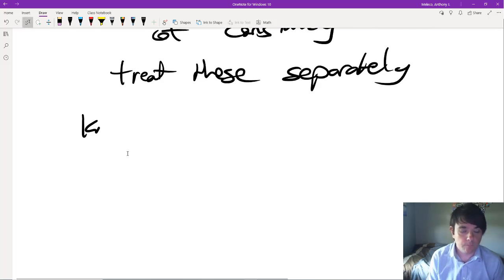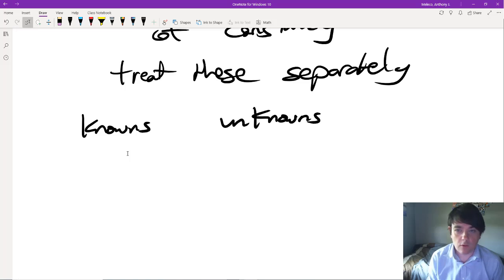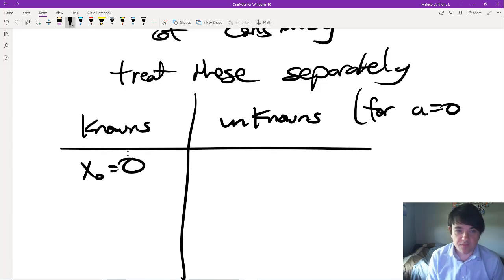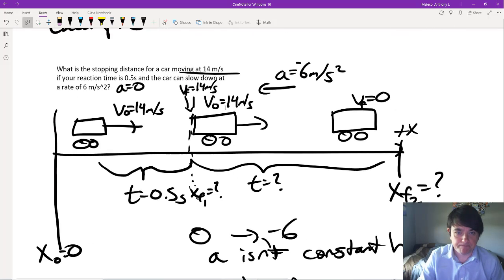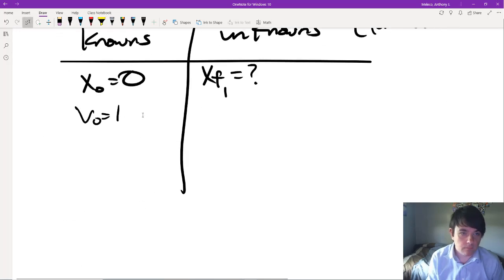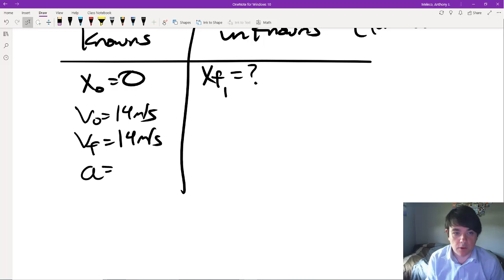So, knowns and unknowns, and this is for a equals 0, okay? X initial, we've defined as 0. Our unknown here is our distance. That's what we're trying to find. X final 1, I called it. We know our v initial is 14. And we know our v final in this first section is 14. And since velocity is not changing, our acceleration is 0.